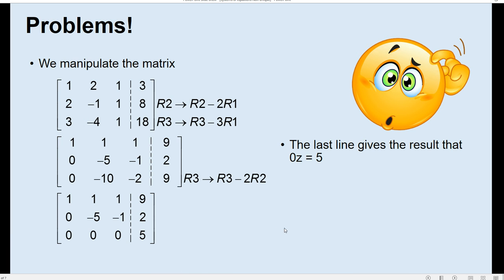Problem is, that last line gives us the result essentially of 0x plus 0y plus 0z equals 5. So multiplying something by 0 to get a number, not possible, isn't going to work. So in this case, where we've got zeros and a number, then this system has got no solutions. There is no way of solving this.